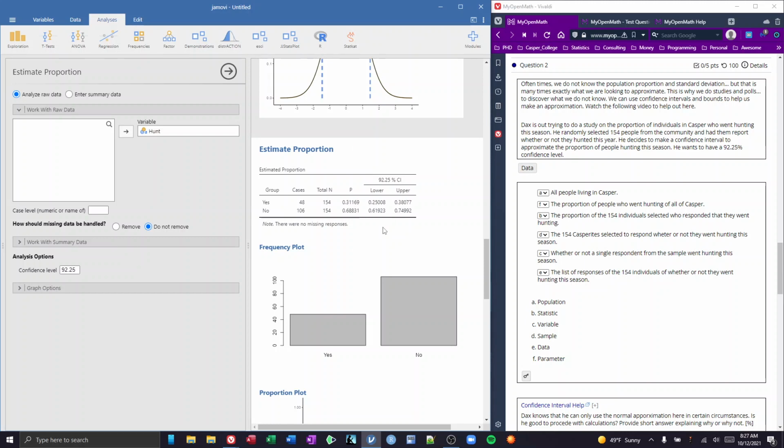Now, just remember that those two answers are going to be very close, but they do calculate them out slightly differently. But when you type it into MyOpenMath, it will accept either answer as correct. Anyhow, good luck on doing your confidence intervals with proportions on your own.